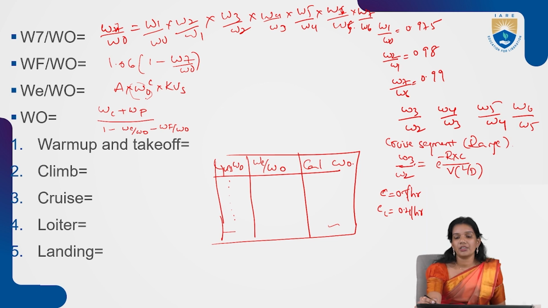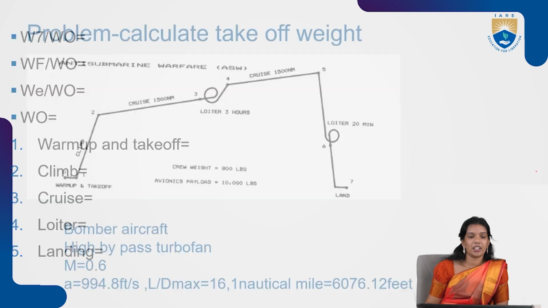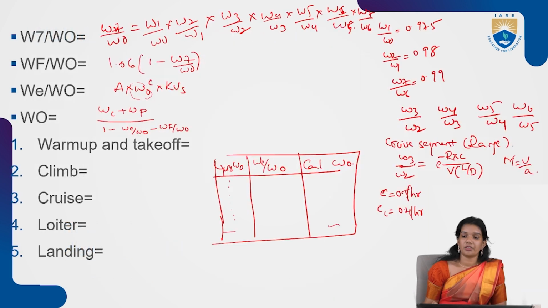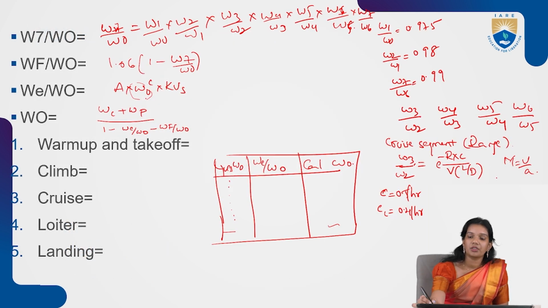So I know range, I know specific fuel consumption. Then V, from where do I get V? Mach is given. M is equal to V by A. M is given as 0.6, and A is given as 994.8 feet per second. All the conversions are correct, so we can calculate V from there. So V is obtained.